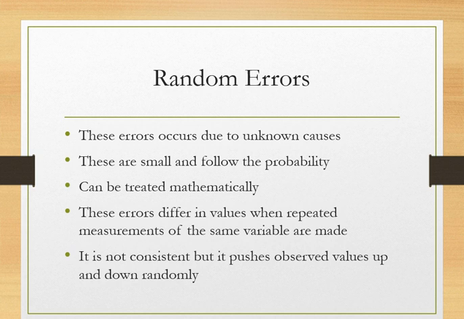These are small basically, so we can neglect them, no problem, and they generally follow probability. You may have studied probability, so using a mathematical treatment you can reduce them, because they are just random errors and not giving you a continuous error in the readings. Randomly they are given and you don't know why. These errors differ in value when repeated measurements of the same variable are made.